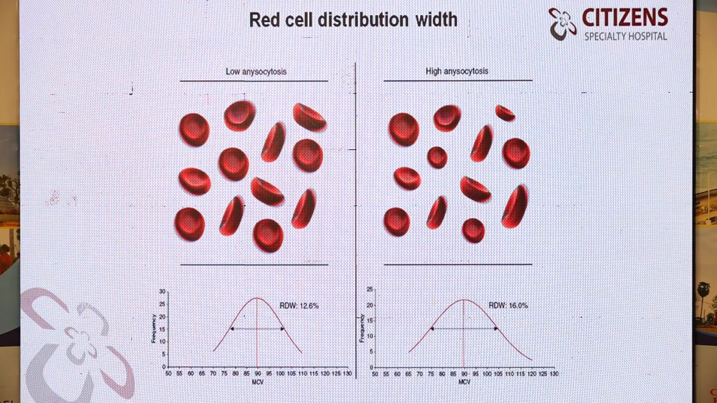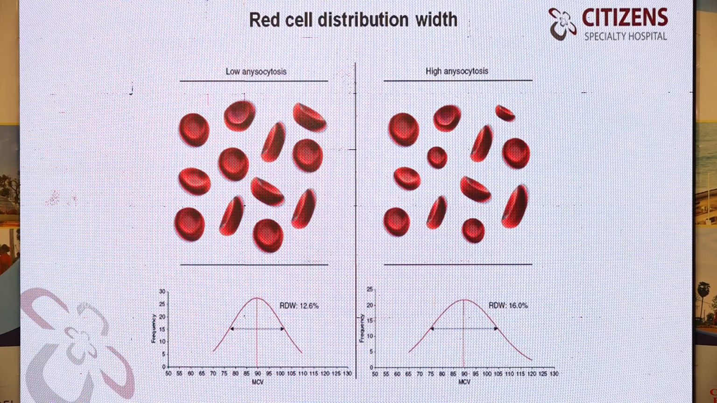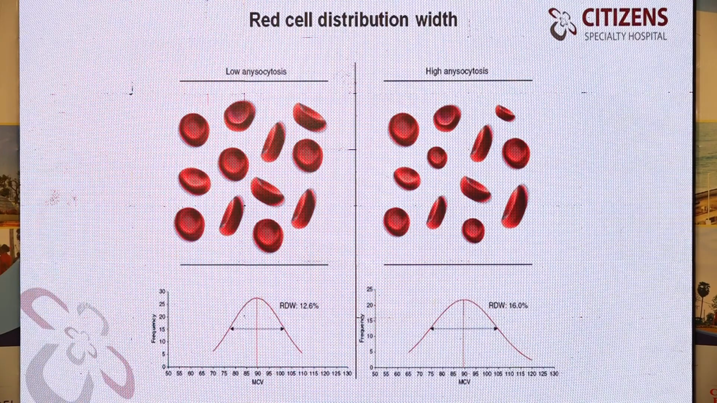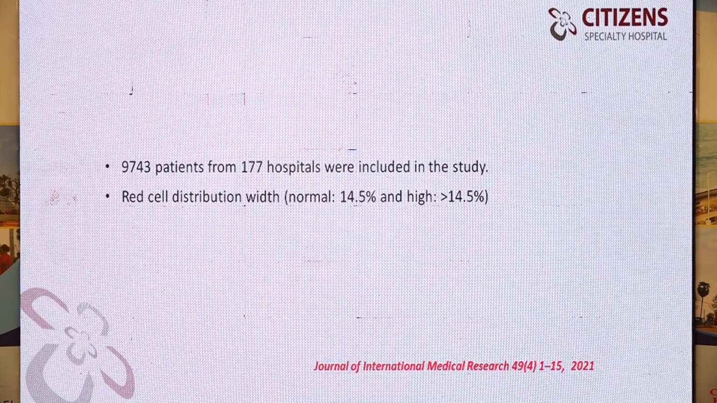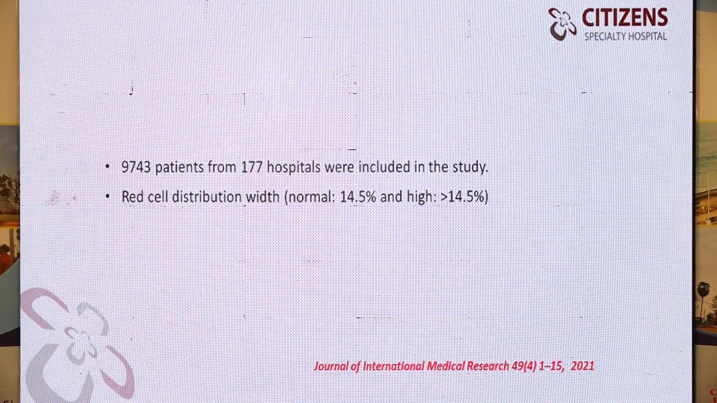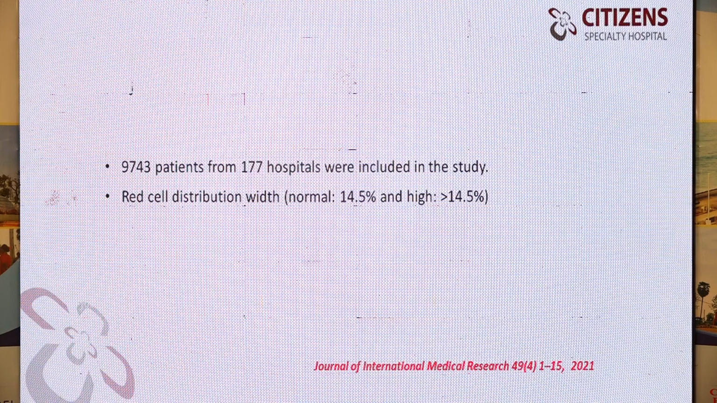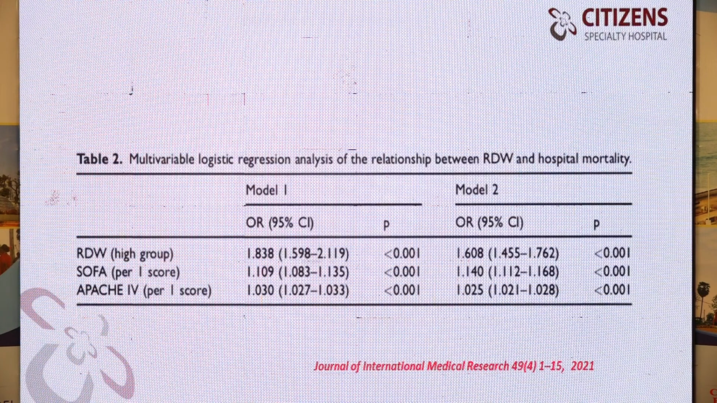What happens with the distribution width? The normal value is less than 12. Low anisocytosis is seen at 12.6, and when it is high, it is 16. So it can go high also in patients. This is data from almost 10,000 patients from 177 hospitals. They have taken a normal red cell distribution width as 14.5, and high as more than 14.5.